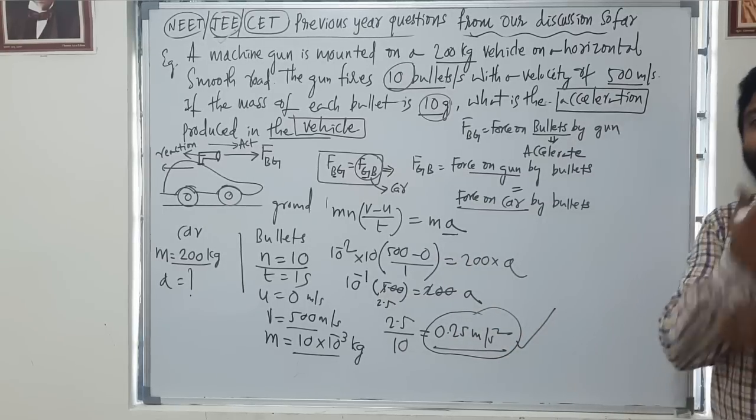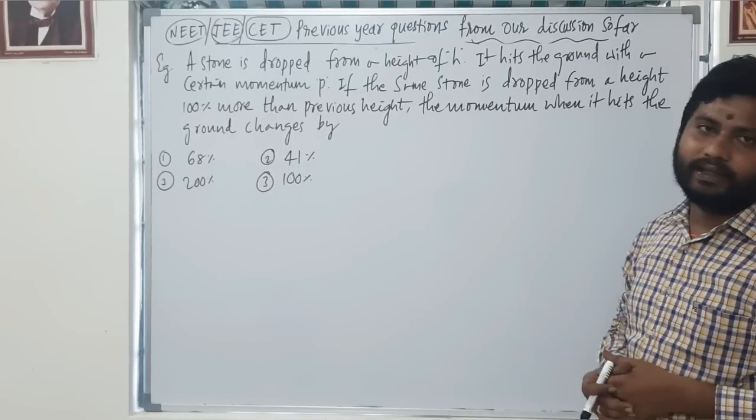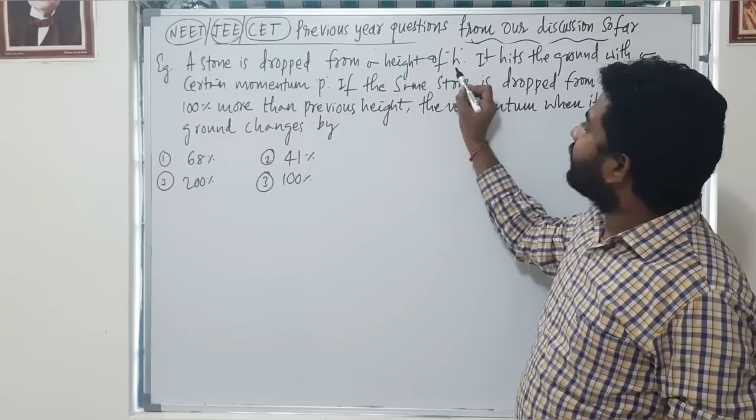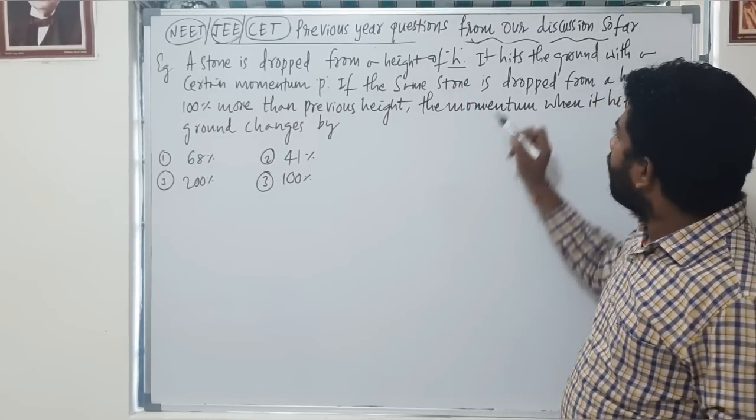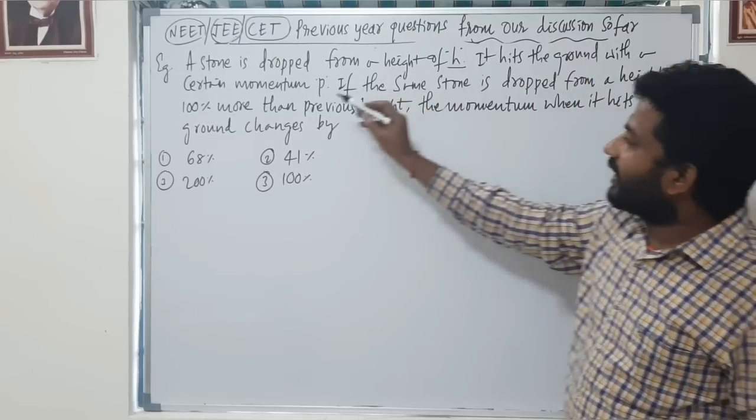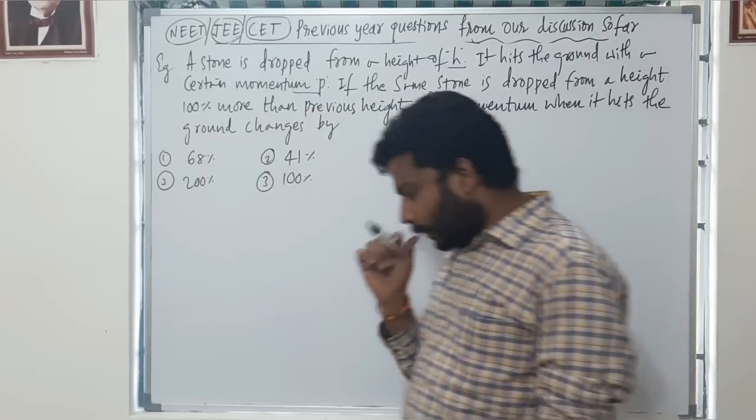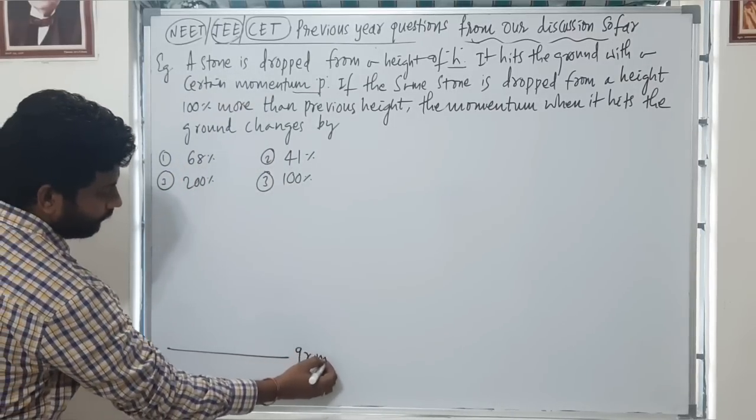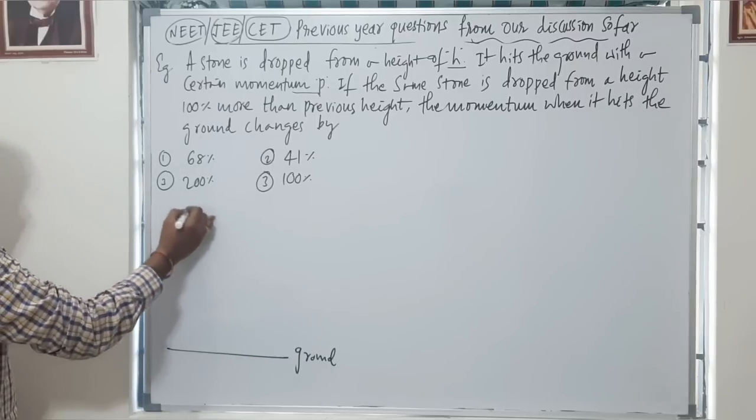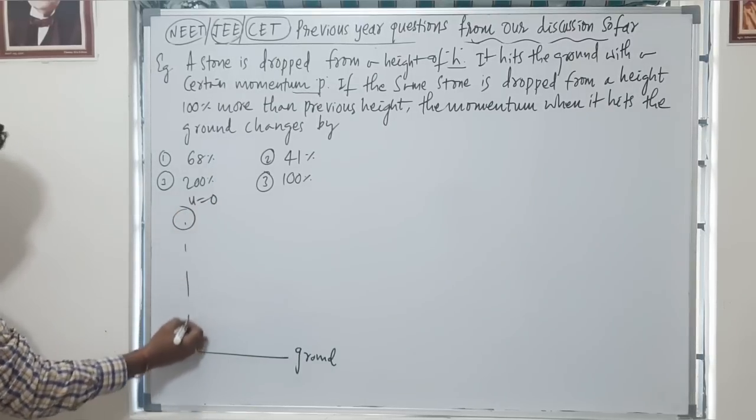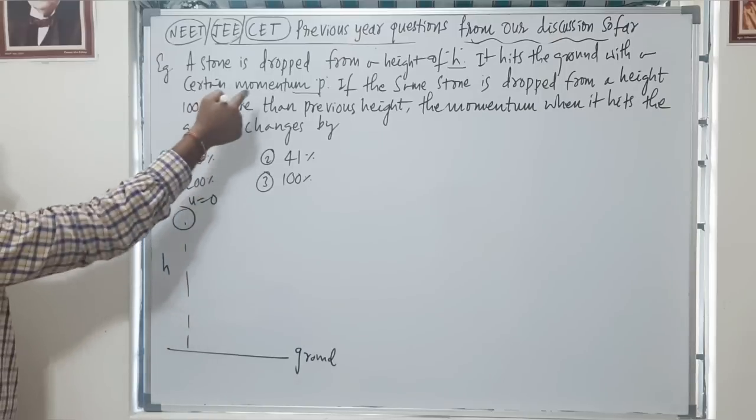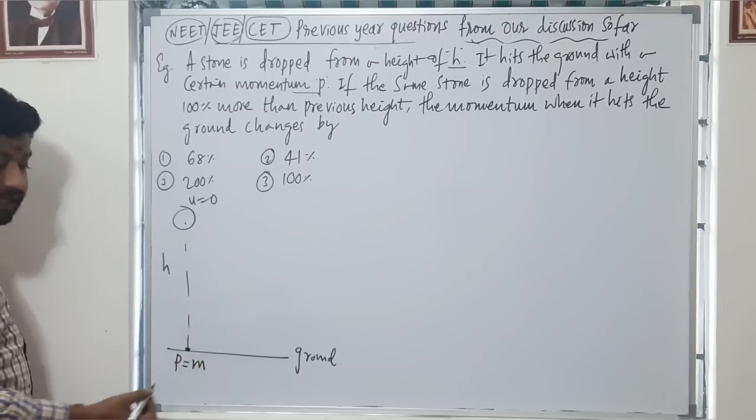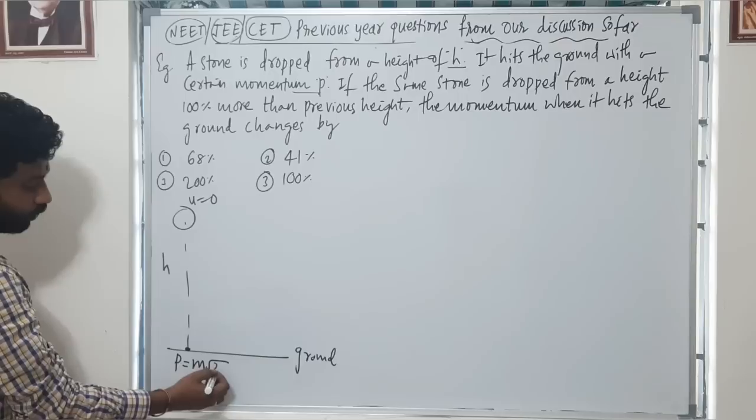Okay, and let's see one more problem. Okay, students, see the last numerical of this session. A stone is dropped from a height of h. If it hits the ground with a certain momentum p, we discussed already. Imagine this is the ground. So there is a stone which is dropped from a height h. It reaches the ground with a momentum p equal to mv, where that v is root 2gh.